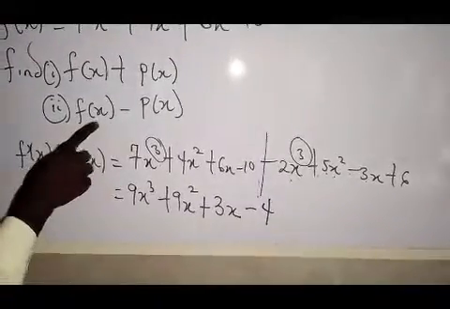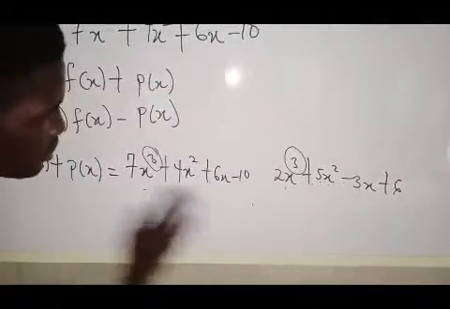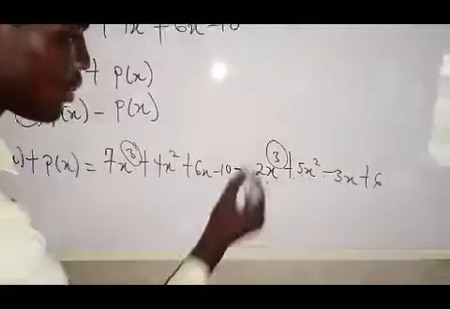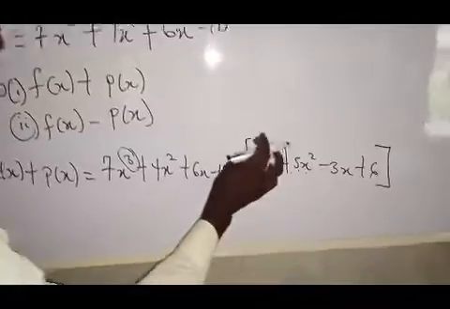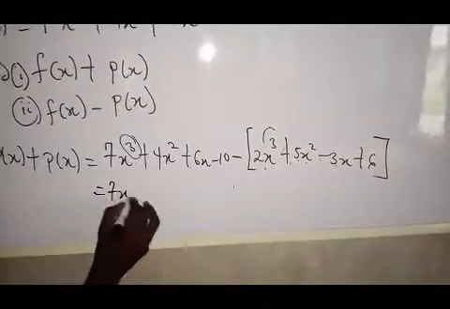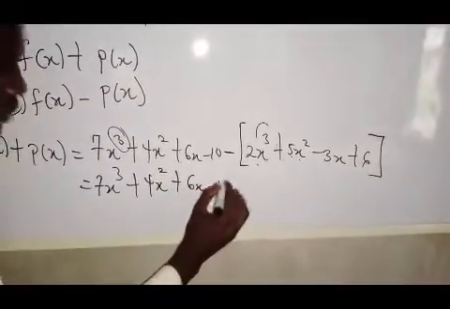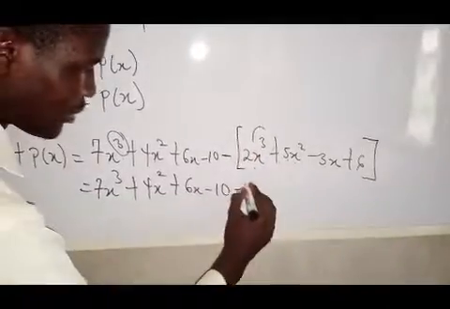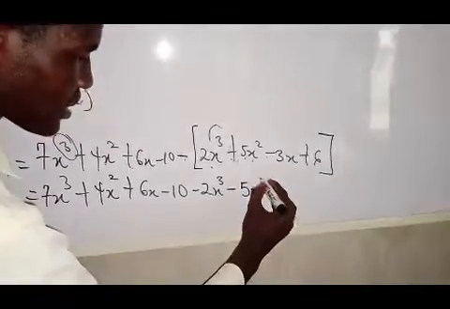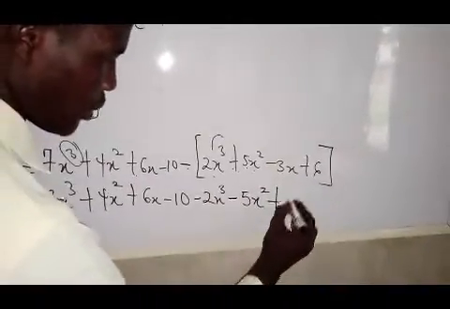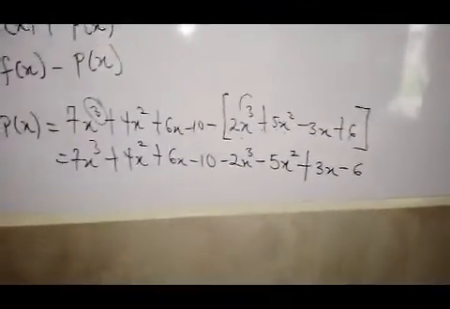So now let's go to the second question, which is f of x minus p of x. Let's change this to minus. Put all these ones in brackets because the minus is going to affect it. Alright. So here I have 7x cubed plus 4x squared plus 6x minus 10. Now minus times plus, minus 2x cubed, minus times plus, minus 5x squared, minus times minus, plus 3x, minus times plus, minus 6. Alright, so now let's add.